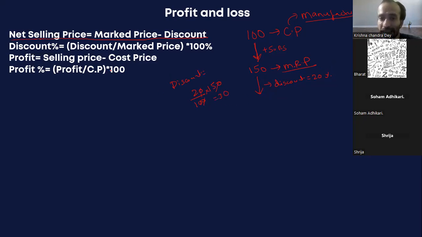So it will be 30 rupees. So what will be my selling price? Selling price is the marked price or the MRP, 150, minus this discount, which is 30 rupees, which comes out to be 120 rupees, which is the selling price, which we call SP, right?